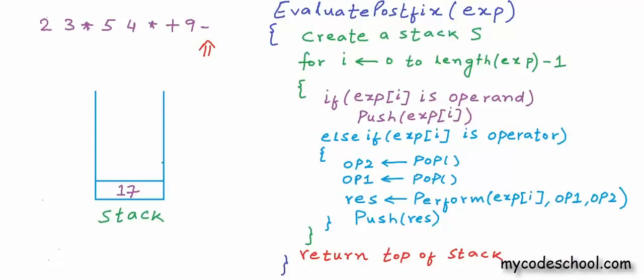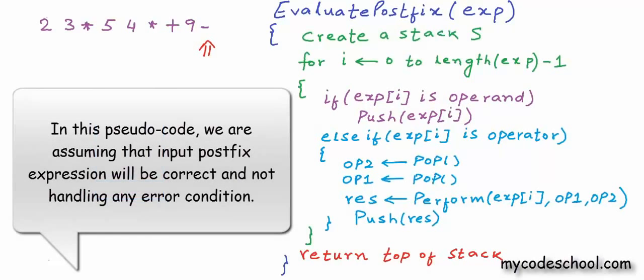You will have to take care of some parsing logic in the actual implementation. An operand can be a number of multiple digits, and then we will have a delimiter like space or comma, so you will have to take care of that. Parsing operands or operators will be some task. If you want to see my implementation, you can check the description of this video for a link. Okay, so this was postfix evaluation.